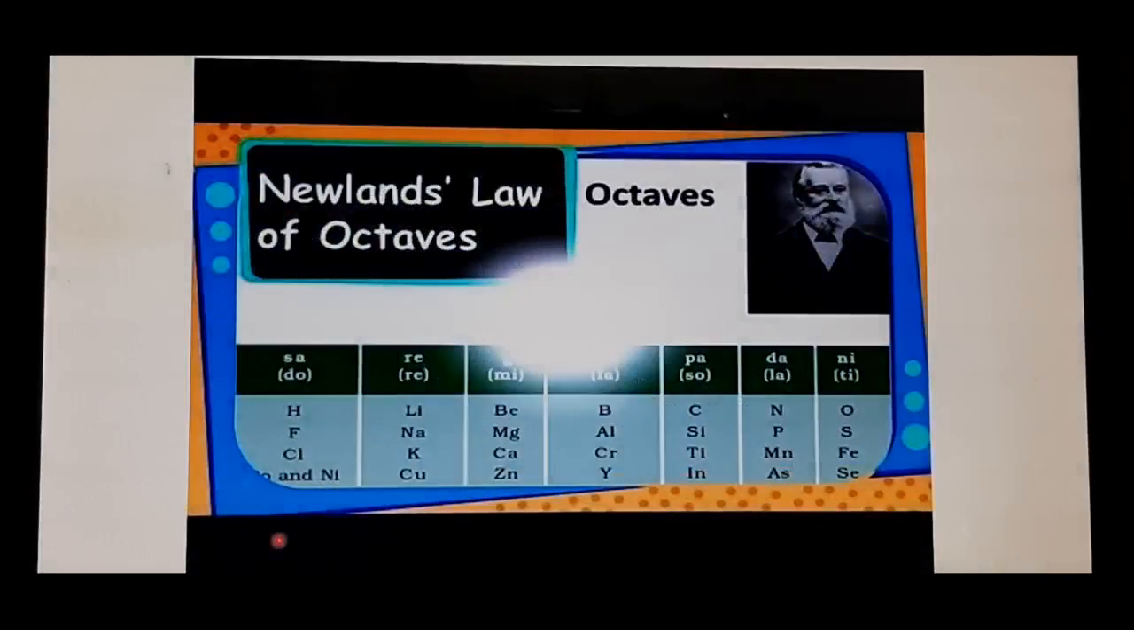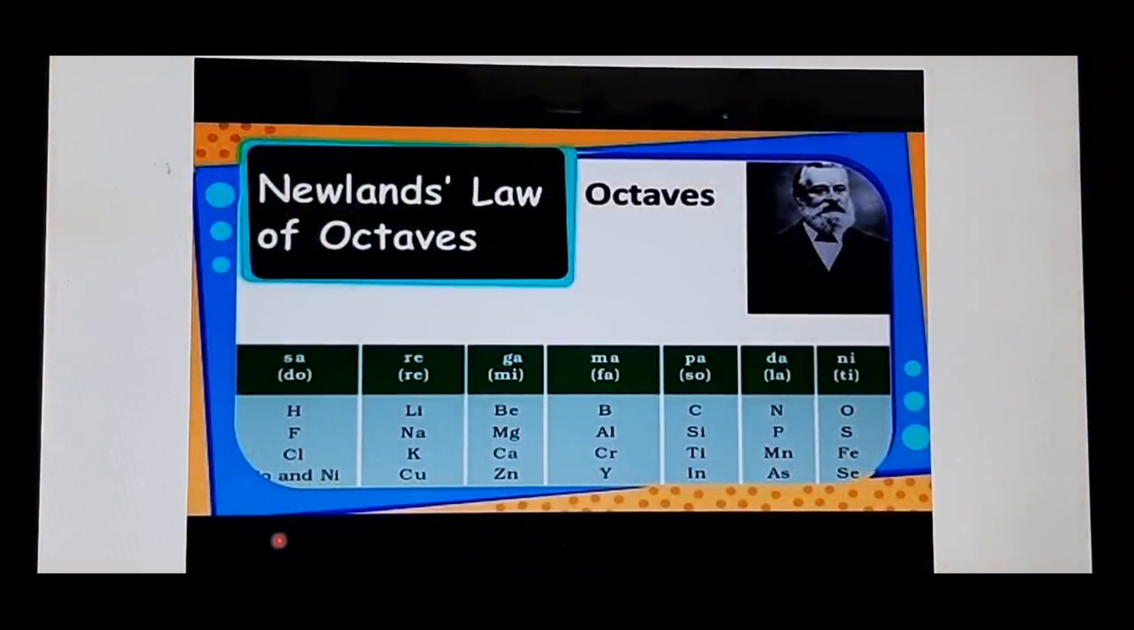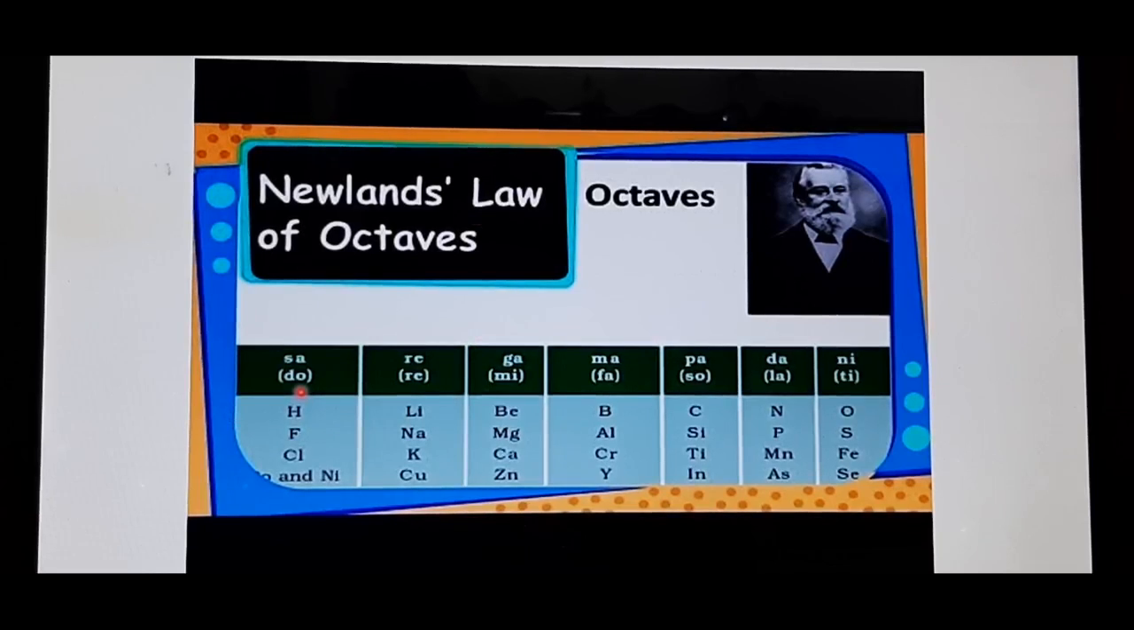We'll see how. Before discussing this, one very interesting fact I want to share is that Newlands was a music lover. He correlated music and chemistry. In music, whether Western or traditional, there are 7 tunes or sounds: sa, re, ga, ma, pa, dha, ni. After ni, the 7th one, we start again with the first one.